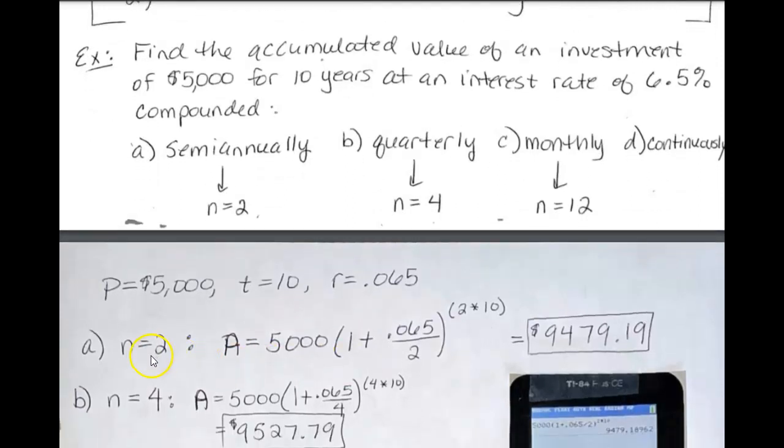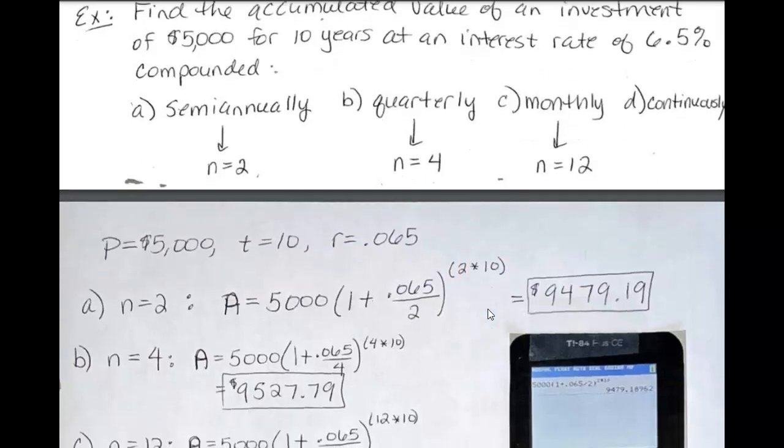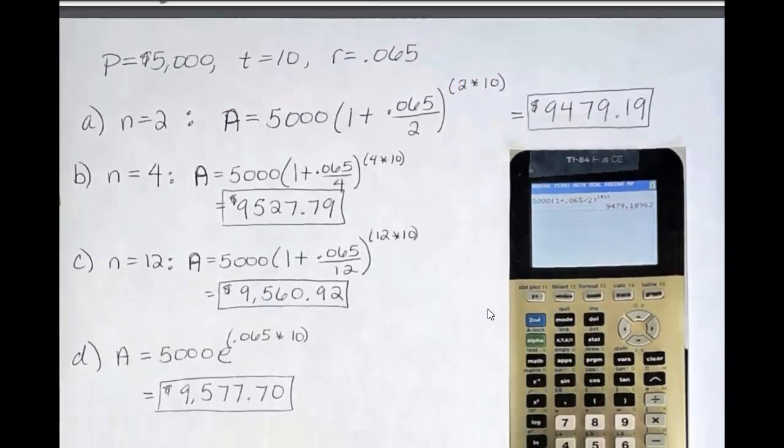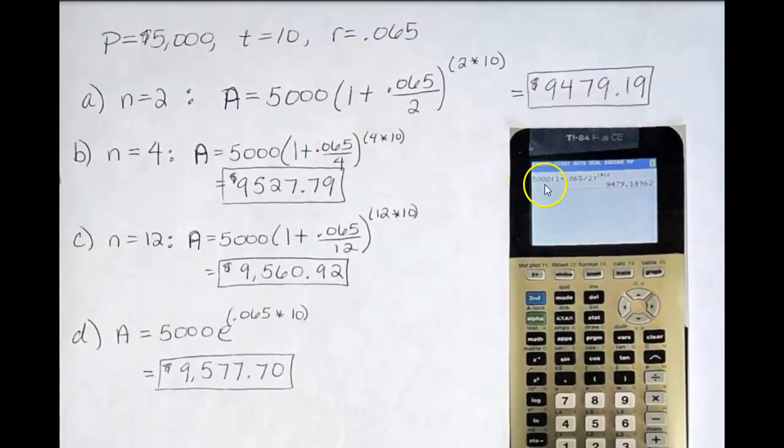So for part A, we said that semi-annually meant N was 2. So A equals P, 5,000, parentheses, 1 plus R, 0.065, divided by N, again, that's the 2, close parentheses, raised to the power of N, the 2, times T, which was 10. So if you have a graphing calculator, again, it's very easy to evaluate these formulas because you can just type it all in at once on your screen. You don't have to do the inside part first and then the power and then the 5,000.